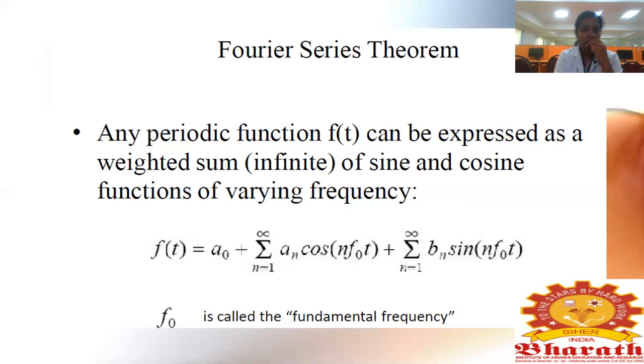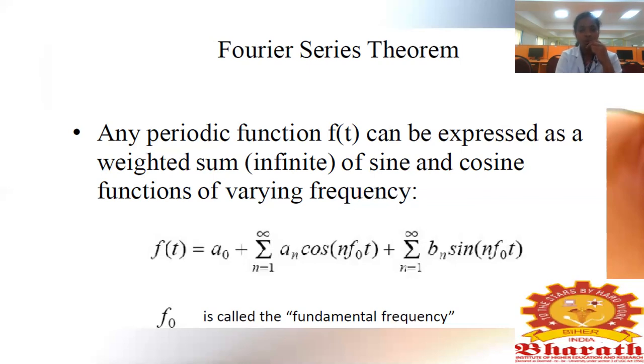As per the definition, what is this part? It is a weighted sum, like an infinite sum of sine and cosine, right? So first we have the cosine sum here, cos n f naught t, and to tell that it is an infinite part, you make it n equals 1 to infinity.